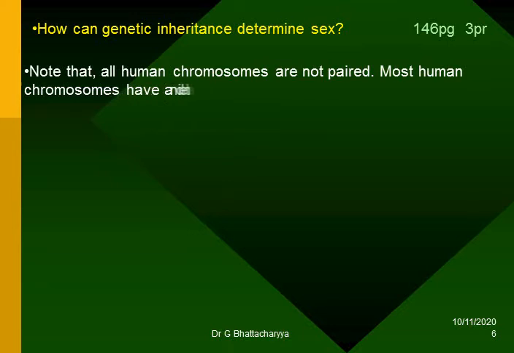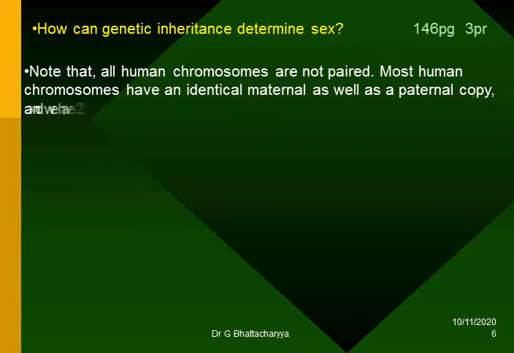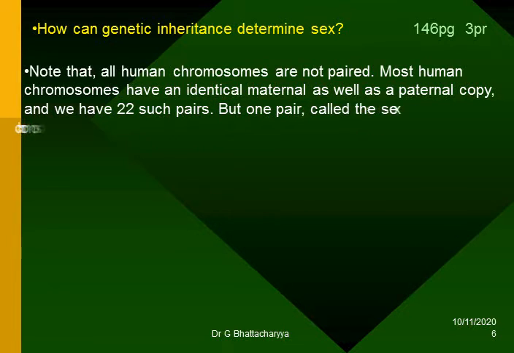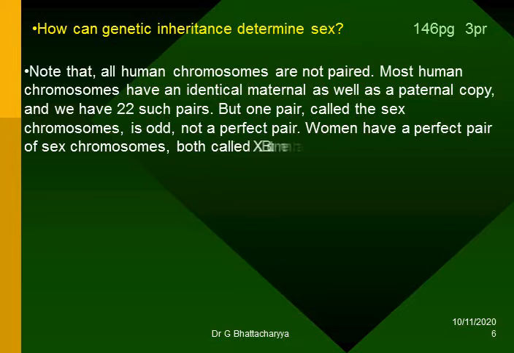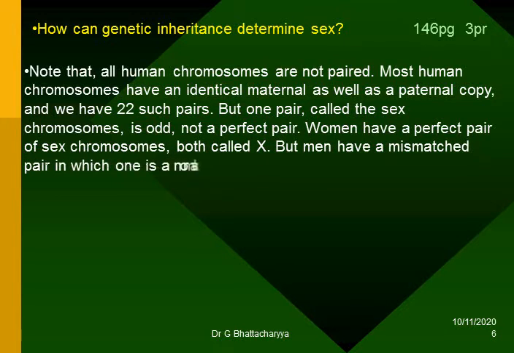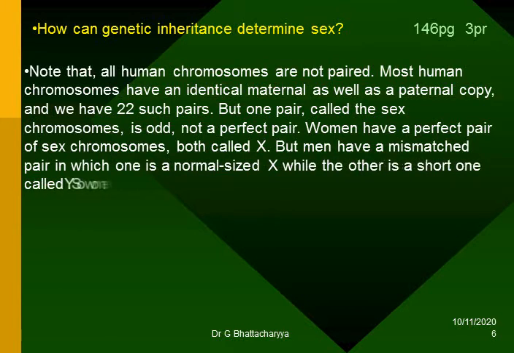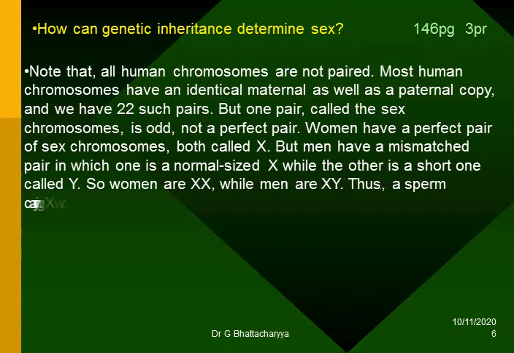Most human chromosomes have an identical maternal as well as a paternal copy, and we have 22 such pairs. But one pair, called the sex chromosome pair, is odd, not a perfect pair. Women have a perfect pair of sex chromosomes, both called X, but men have a mismatched pair in which one is a normal sized X while the other one is a short one called Y. So women are XX while men are XY.